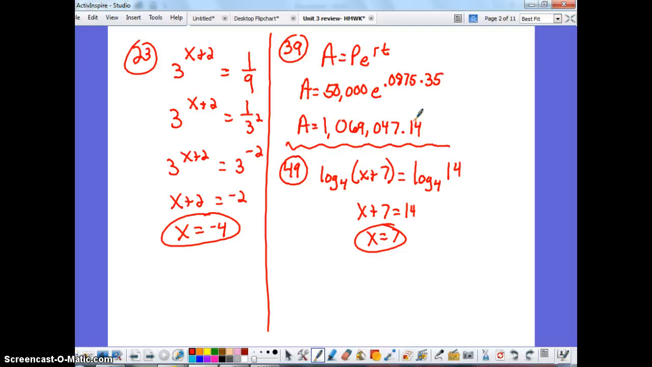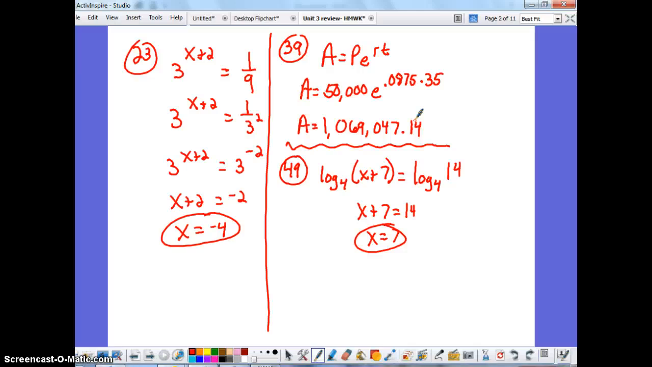Number 41, you're just going to rewrite this in log form, so it's log base 4 of 64 equals 3. 42, log base 25 of 125 equals 3 halves. 43, ln of 2.2255 equals 0.8, and 44, ln of e equals 1. Remember, I've always said the log is equal to the exponent. The base is the number that's written small right next to it.